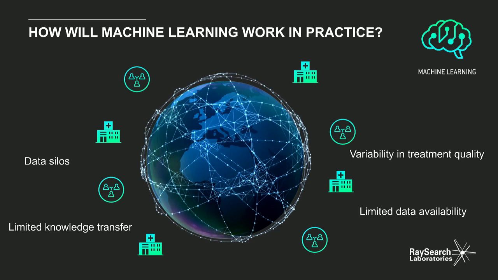So, how will this work in practice? In my view, the current situation is that we have research groups, vendors, and hospitals, and data is siloed. There's limited knowledge transfer. There may be some variance in the treatment quality and processes between different clinics, maybe even within clinics. And there's limited data available.